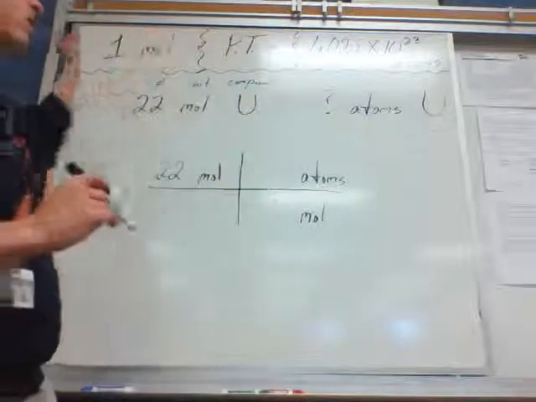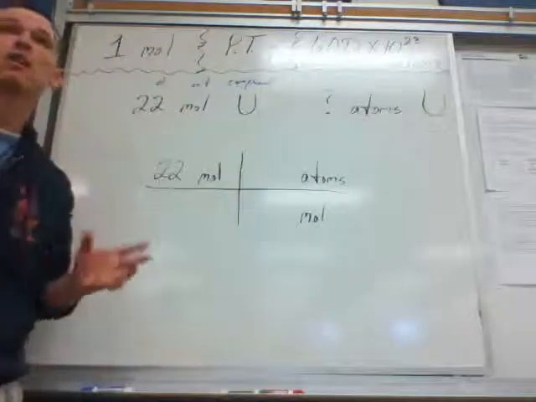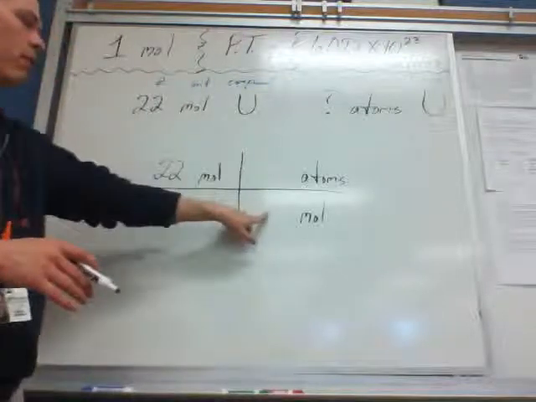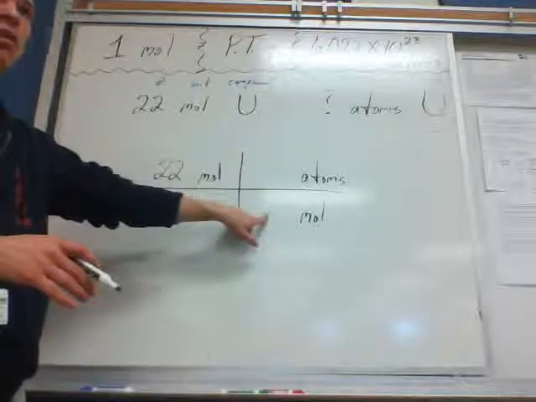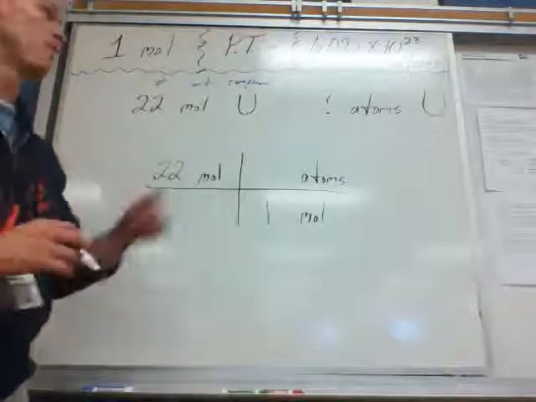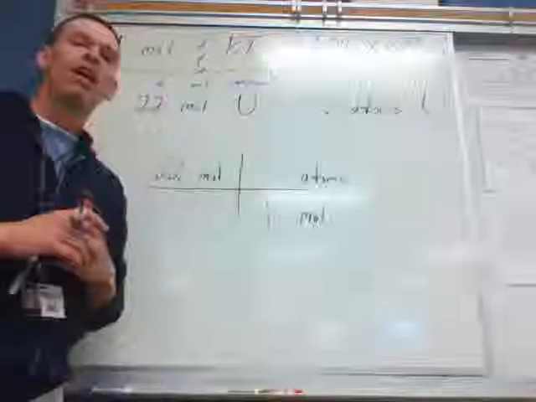Conversion factors. Both of these squares come from my list of 3 up there. Again, I'm going to give you that list of 3 on the test. You don't have to memorize Avogadro's number. What is the conversion factor for moles? It's a 1. What is the conversion factor for atoms? 6.022 times 10 to the 23rd.